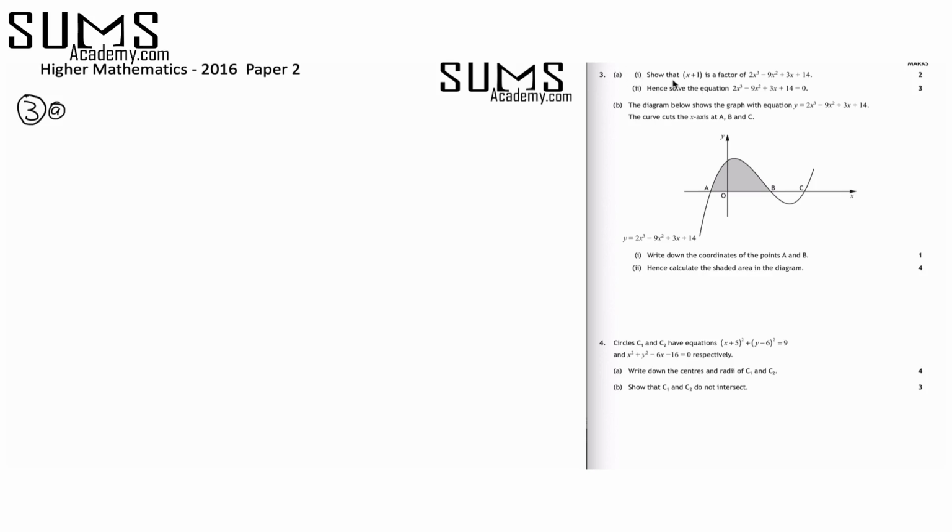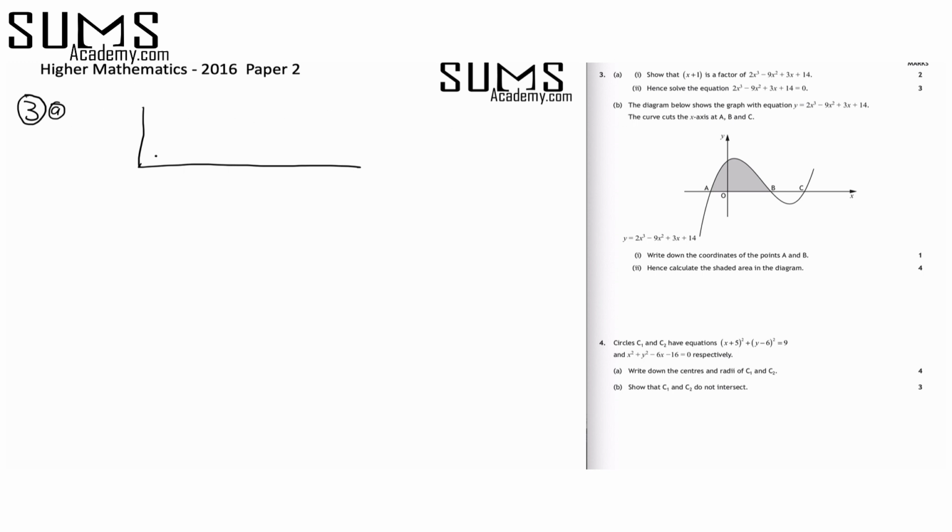So question 3. Show that x plus 1 is a factor of 2x cubed minus 9x squared plus 3x plus 14. So here we're going to be using synthetic division. So we want to set up our L like so.